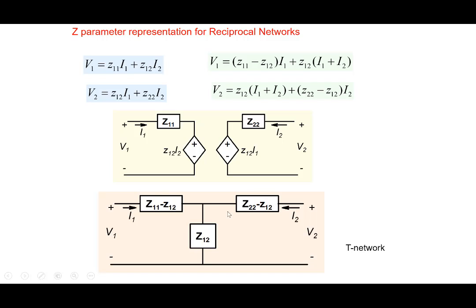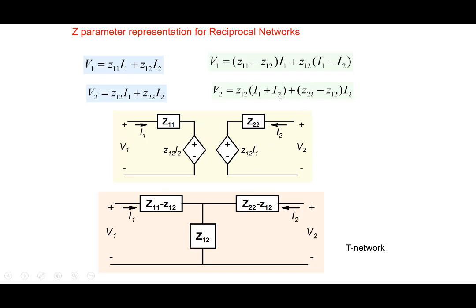So we can represent it in this form, which looks like a T here. This is here and this is here. So we can represent it in the form of a T network. And the importance of this T network is that for a reciprocal network, we need only 3 elements. Here, there were 4 elements, and there was a dependent source here and a dependent source here. And in this case, note that these are all impedances here: Z11 minus Z12, Z12 here, Z22 minus Z12. So without any dependent sources, we can have this representation here. Okay? A simplified representation.